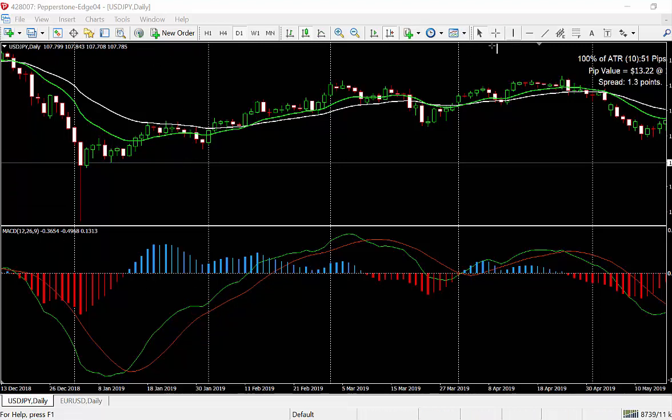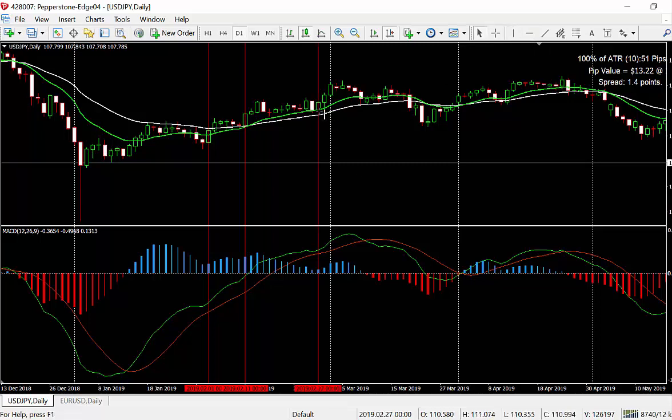So let me put a line there. That candle, and probably this one. And at the third time, probably this candle or maybe the next candle. Yeah, this one. These three candles, the market has been moving.